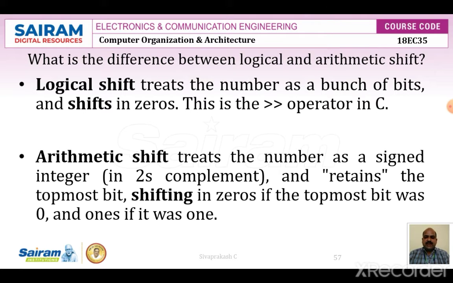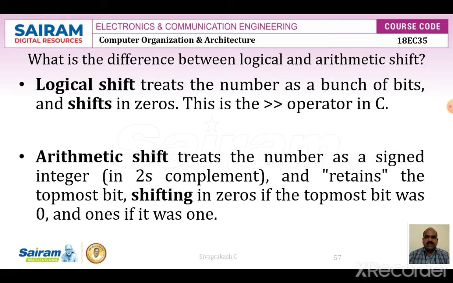a signed integer in 2's complement and retains the topmost bit, shifting in zeros if the topmost bit was 0 and ones if it was 1. This is the major difference between the logical and arithmetic shift.